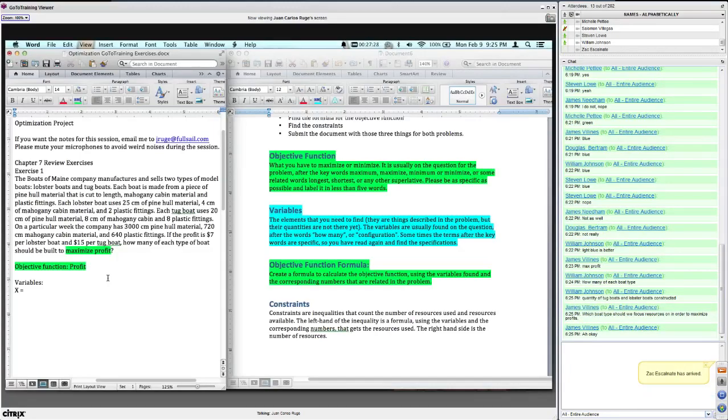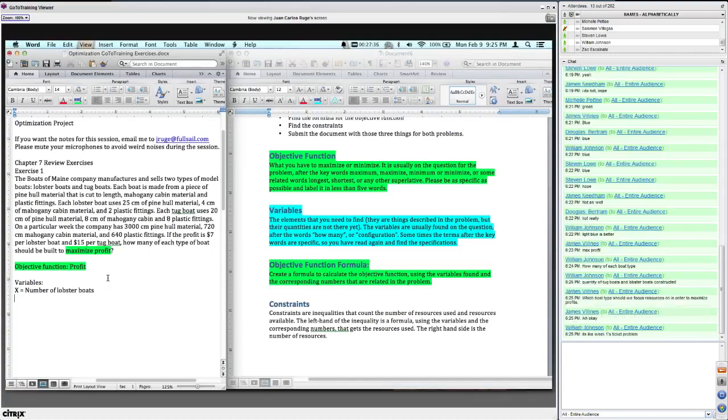So we're going to say X is the number of the lobster boats, and Y is the number of tugboats constructed. Okay, so now I told you that this is going to be blue. So look at this. Here we have the words how many of each type of boat should be built. So this represents the variables, but we have to be more specific.